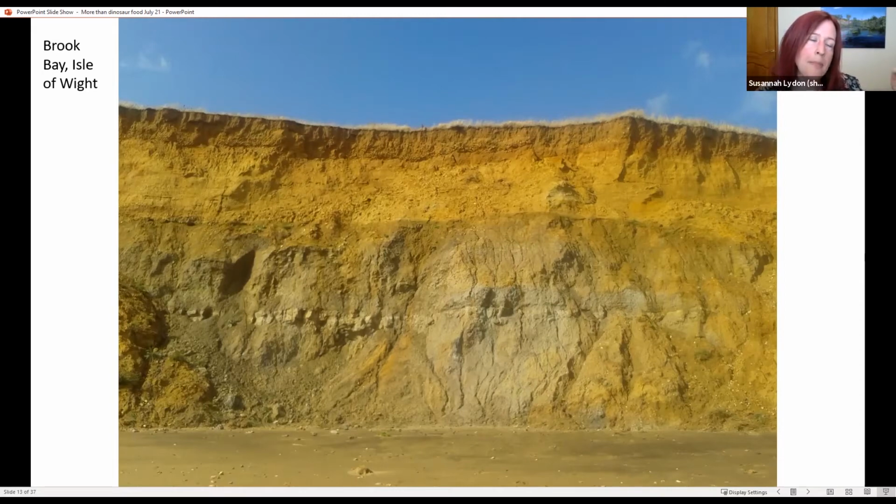So that ginkgo leaf that you saw there, that lovely preserved thing from Yorkshire, if you go to the Isle of Wight, you won't find nice fossils like that. What you will find is stuff that looks like bottled tea leaves. It's ground up, broken up leaf litter from storm events.